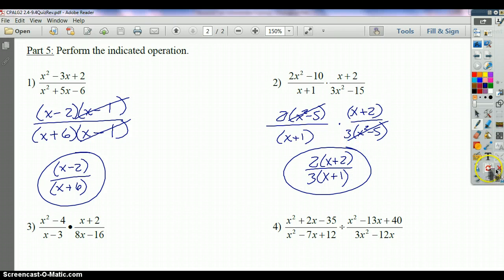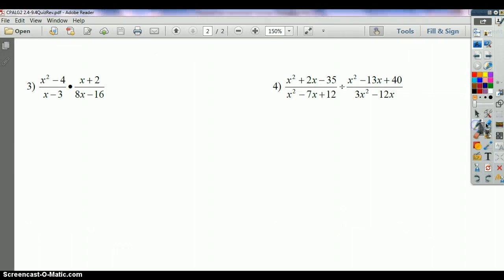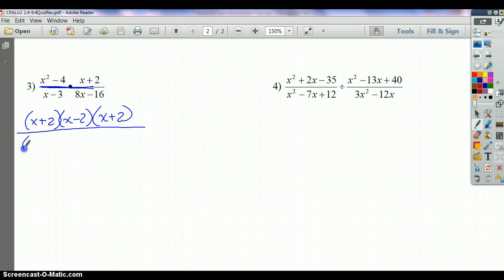Okay, and to finish up, last but not least, the last 2 problems. So factoring x squared minus 4, you should be tired of seeing these by now, x plus 2, x minus 2, and times x plus 2. So I'm just connecting these across here. Across the bottom, I have x minus 3, pull out an 8, this is x minus 2. So these cancel out.